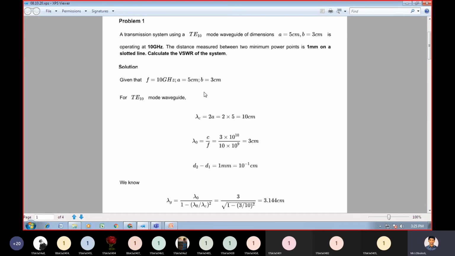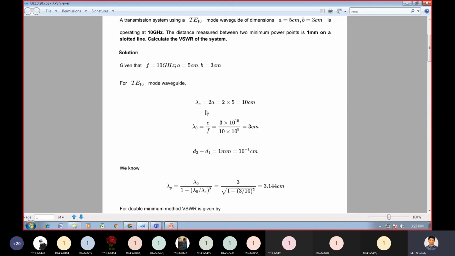TE10 mode waveguide. What is the cutoff wavelength? Lambda c equals 2a. The formula for the cutoff wavelength of TE10 mode is 2a. Substitute the a value, 2 into 5, that equals 10 centimeters. Then next, the wavelength lambda naught equals c by f. This is the velocity of light in free space, 3 into 10 to the power of 10 divided by f, which is 10 gigahertz, 10 into 10 to the power of 9. Therefore we get 3 centimeters.